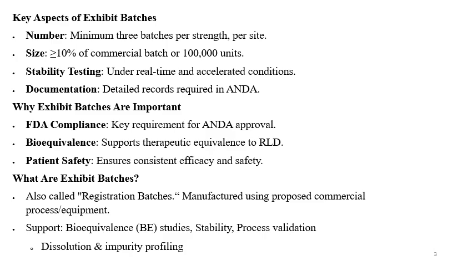Now see the key aspects of the exhibit batches. The exhibit batches are required to be manufactured for all the strengths, and the minimum number of exhibit batches is 3. So minimum 3 batches per strength per site. If you want to include more than one site, then exhibit batches will be separate for each site. The size of the batch will be equal to 10% of the commercial batch or 1 lakh units, whichever is greater. You can go with that batch size.